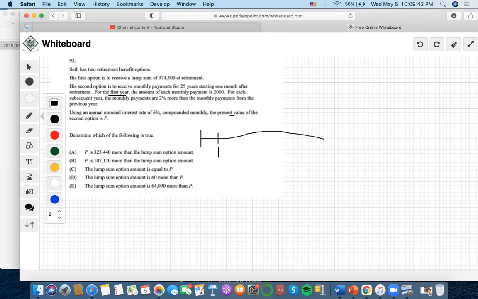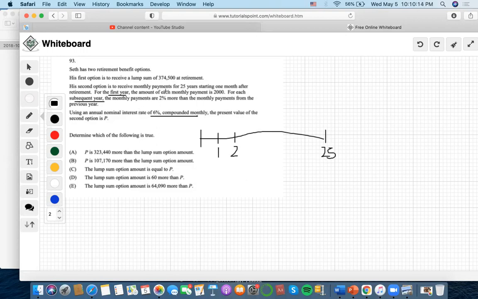And for each subsequent year, remember there are 25 years in all, the monthly payments are 2% more than the monthly payments from the previous year. Okay, so it says for each subsequent year, the monthly payments are 2% more than the monthly payments from the previous year using an annual nominal interest rate of 6% compounded monthly. The present value of the second option is P.